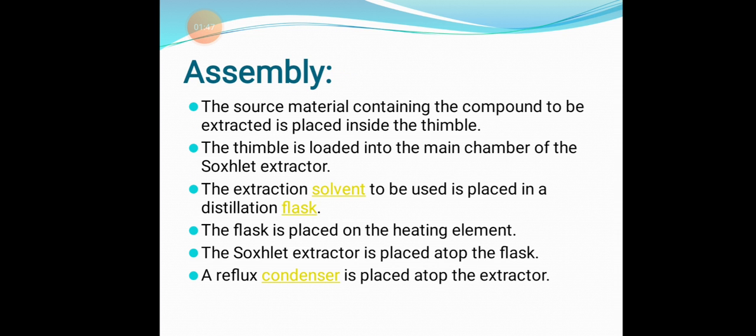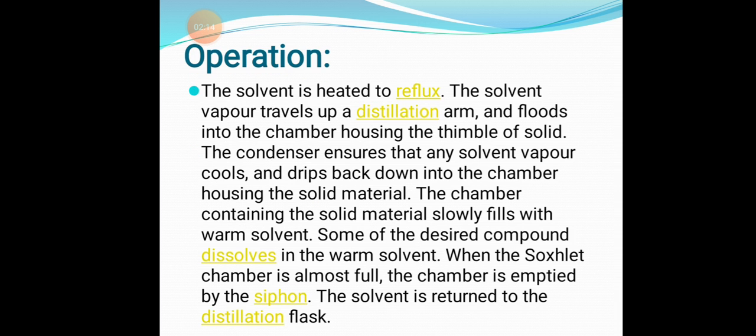Coming to assembly, the source material containing the compound to be extracted is placed inside the thimble. The thimble is loaded into the main chamber of the Soxhlet extractor. The extraction solvent to be used is placed in a distillation flask. The flask is placed on the heating element. The Soxhlet extractor is placed atop the flask. A reflux condenser is placed atop the extractor.